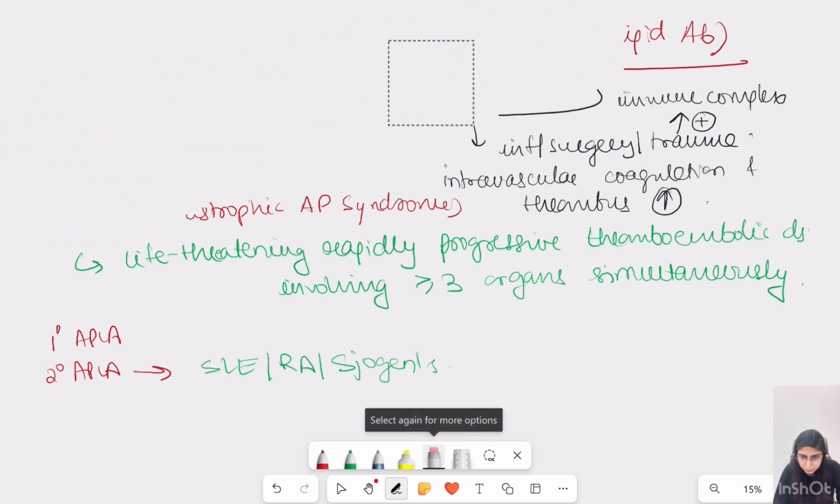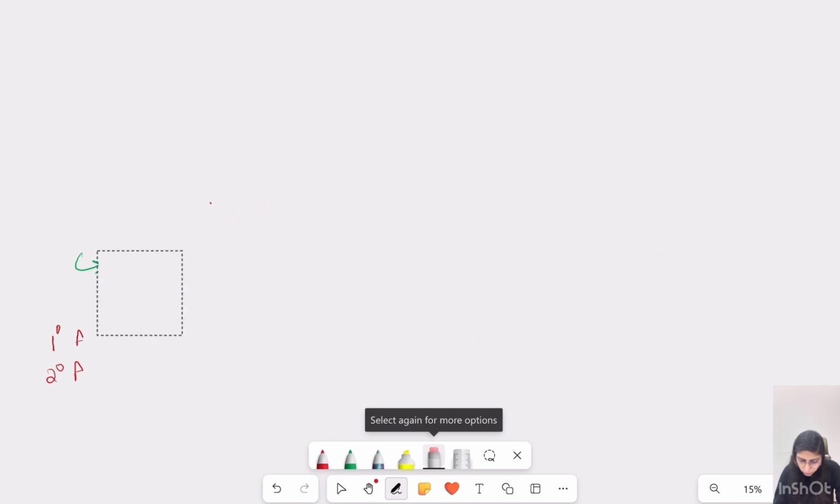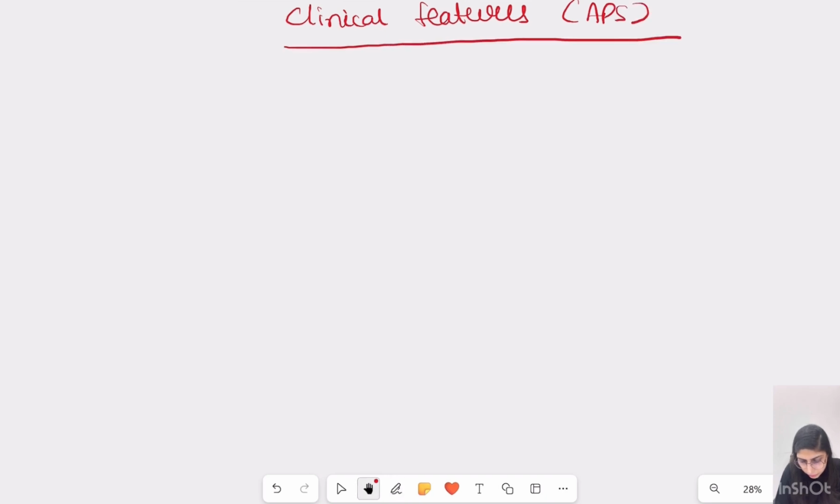Now, let's talk about the clinical features of antiphospholipid syndrome. So we know that the phospholipids are something that are deposited in the blood vessel, and if there is an antibody phospholipid immune complex, it is going to affect the blood vessels first. So veins and arteries. So there are venous events and then there are arterial events. So we divide the clinical features like that.